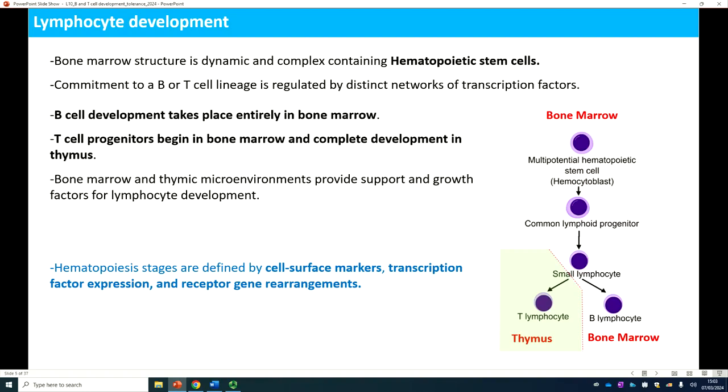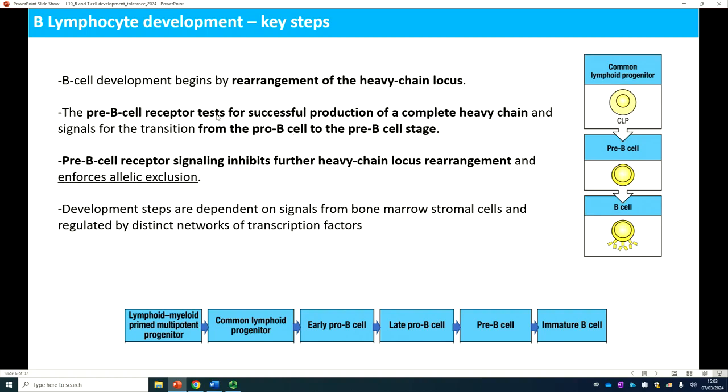So if we look initially at B cell development, this is not as complex as T cell development. If you remember back to a couple of weeks ago when we were looking at this, hopefully you'll remember that B cell development will begin with the rearrangement of the heavy chain locus. And then you'll get production of a pre-B cell receptor, and signaling through that will test to see whether you've got successful heavy chain rearrangement.